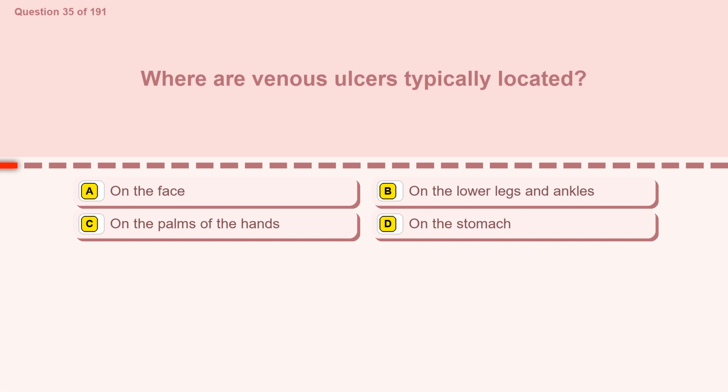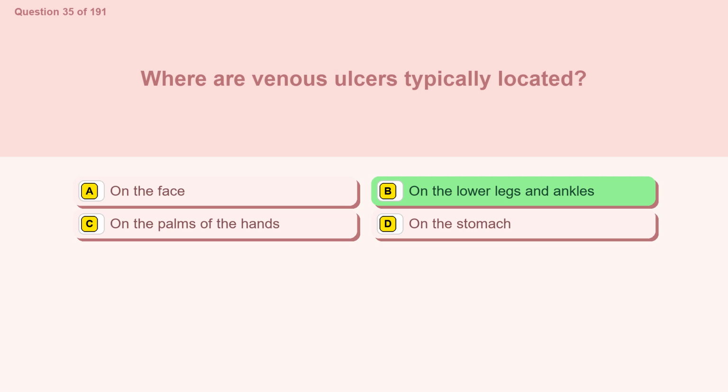Question 35. Where are venous ulcers typically located? Option A. On the face. Option B. On the lower legs and ankles. Option C. On the palms of the hands. Option D. On the stomach.